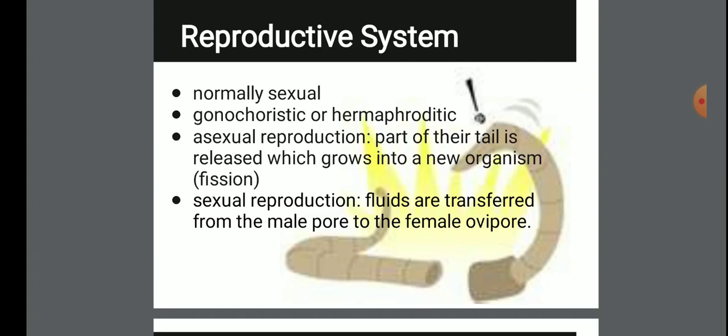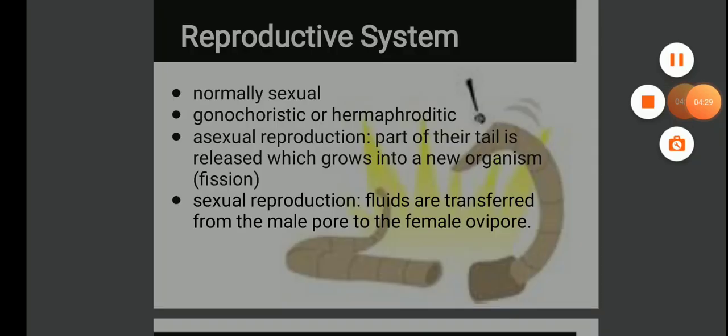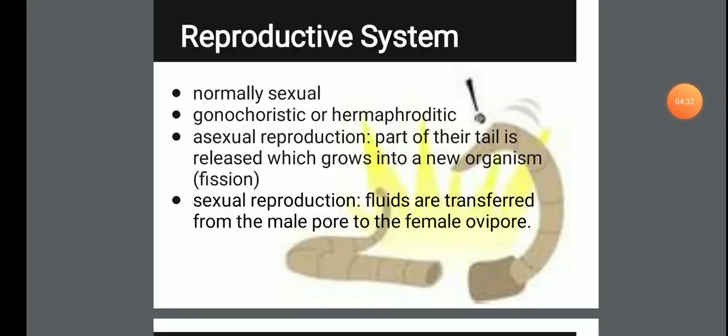It is the reproductive system. It is normally sexual, gonochoristic or hermaphroditic. In asexual reproduction, part of the tail is released and grows into a new organism, that is fission. In sexual reproduction, fluids are transferred from the male pore to the female ovipore.